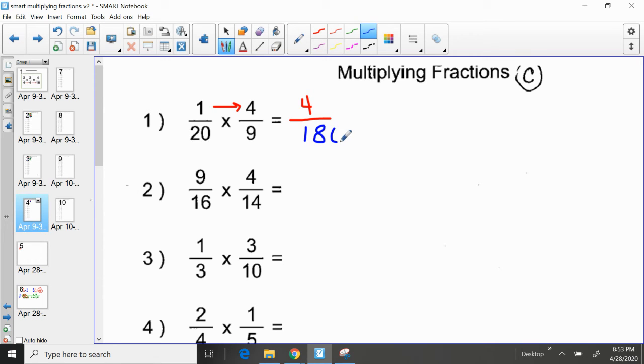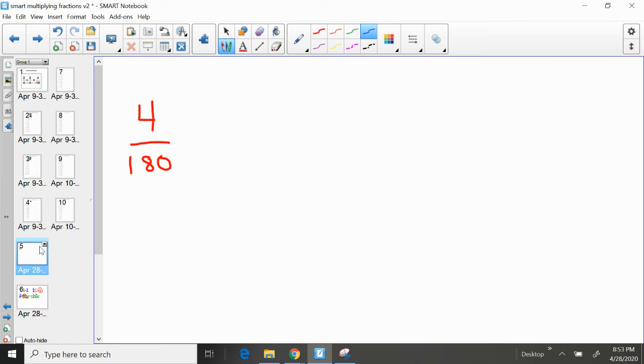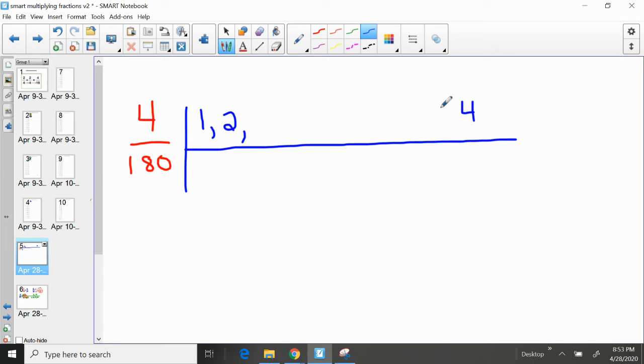Okay, and I want to see if I can reduce that to lowest terms by finding the greatest common factor. So 4/180 was what I found to be my first answer. So I'm going to see if I can find the greatest common factor. I'm going to find all the factors of 4. 1 times 4 is 4. And 2 times 2 is 4. Now, 180, you're going to have a lot of numbers.